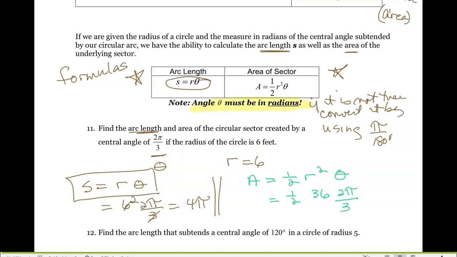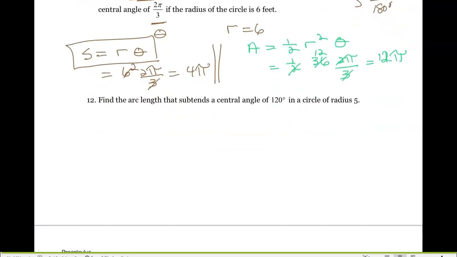So let's start cleaning this up. This 2 can cancel that 2, and 3 can go into 36 12 times. So I'm getting 12 pi. Okay, let's go on to number 12. And 12 says, find the arc length. So what's that? That's your S. That subtends, creates a central angle of 120 degrees in a circle with radius 5.